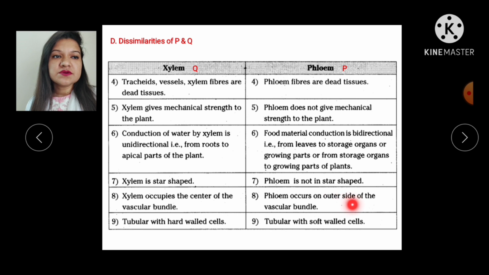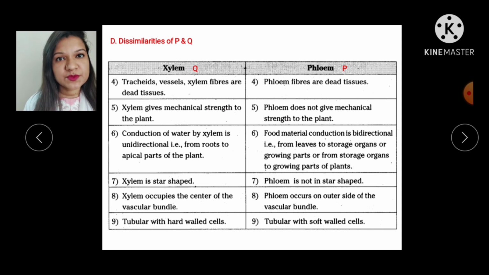Phloem occurs on the outer side of the vascular bundle, but xylem occupies the center of the vascular bundle. Phloem is tubular with soft wall cells, while xylem is tubular with hard wall cells. In this way you have to write the answer, and you will fill up the 1, 2 and 3. Then you will write down these differences. So I hope you understand how to write the creative question answers.